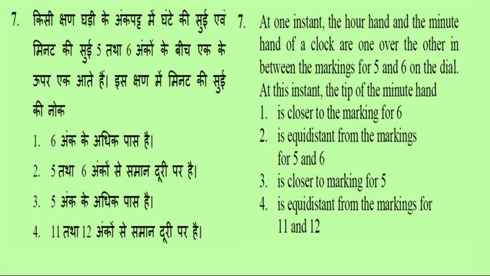Problem number 7. At one instance, the hour hand and the minute hand of a clock are one over the other in between the markings of 5 and 6 on the dial. At this instant, the tip of the minute hand: option 1, is closer to the marking of 6. Option 2 is equidistant from the markings of 5 and 6. Option 3 is closer to the marking of 5. Option 4 is equidistant from the markings for 11 and 12.